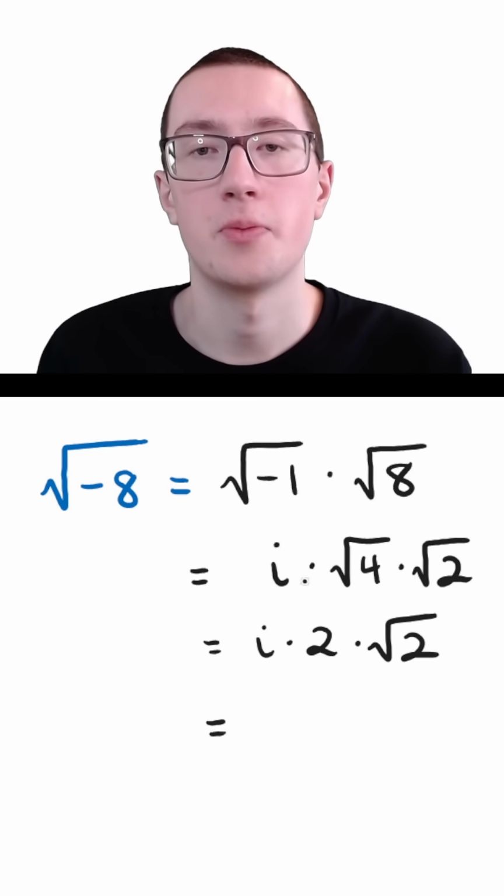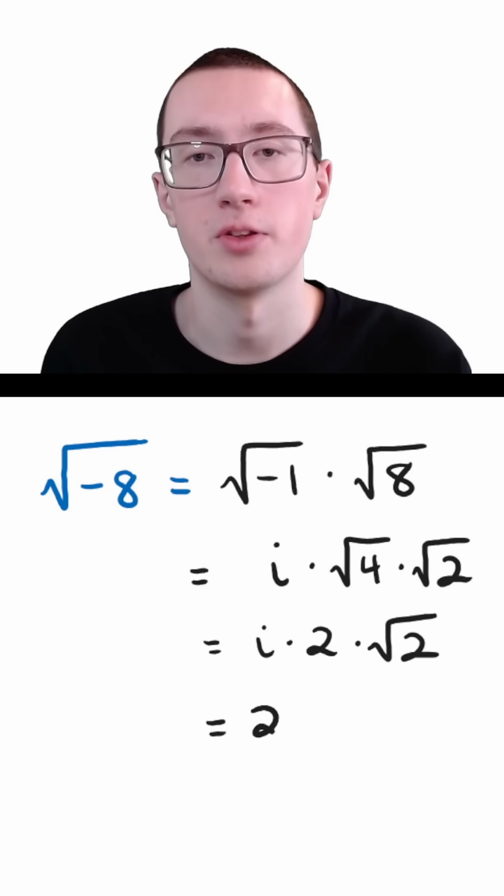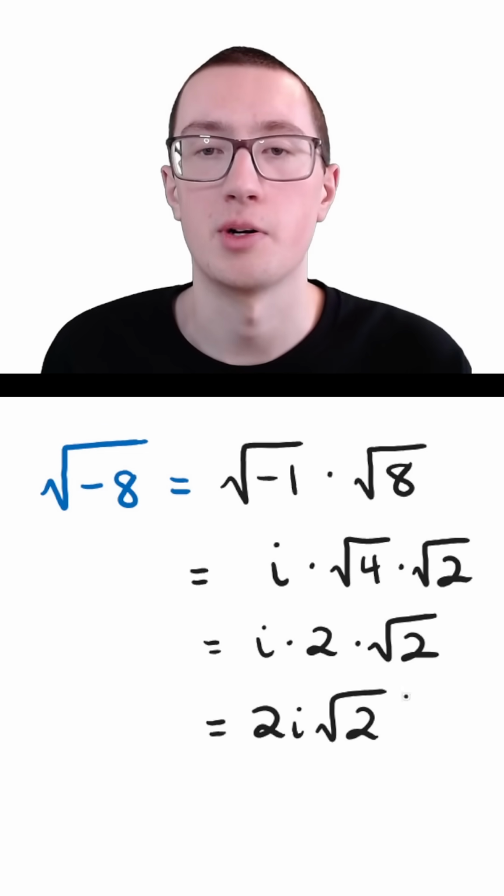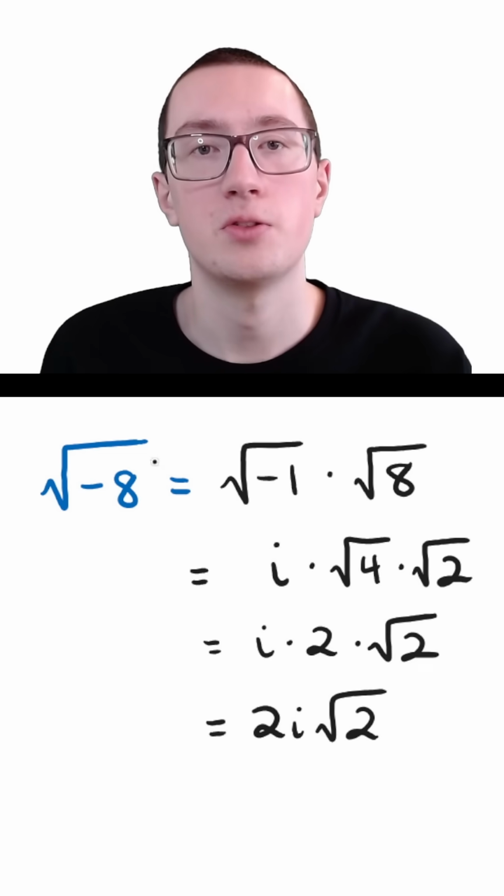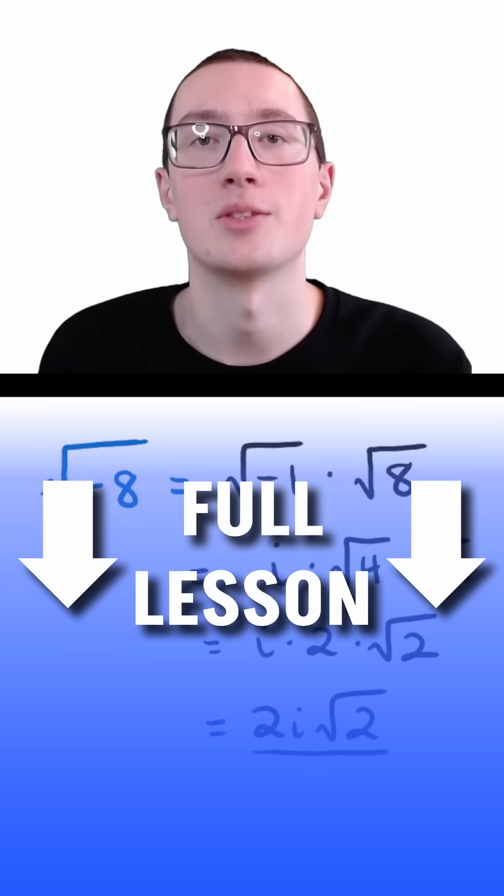And normally in math, we just put the numbers before the letters. So I'm going to put the 2 before the i, and I'm going to put the square root at the end so we're not confused about what's inside the square root. So our final answer to the square root of negative 8 is 2i times the square root of 2.